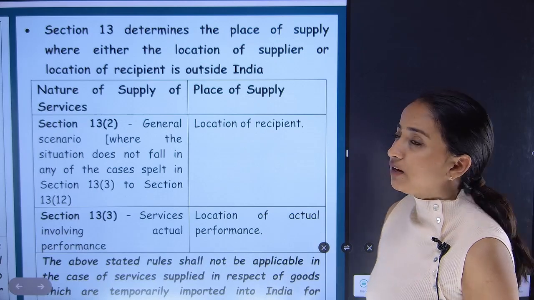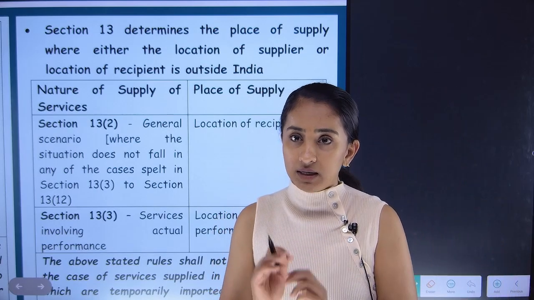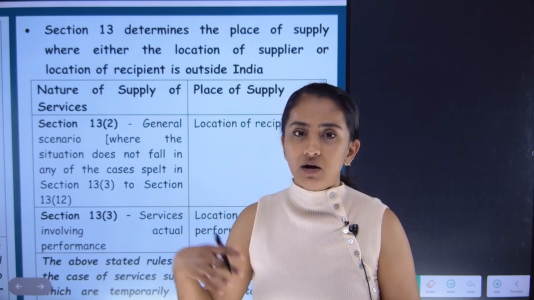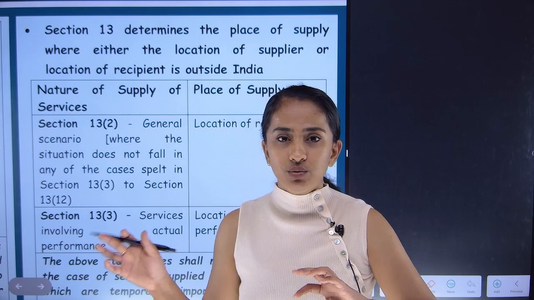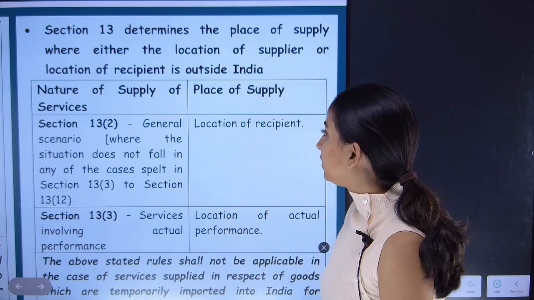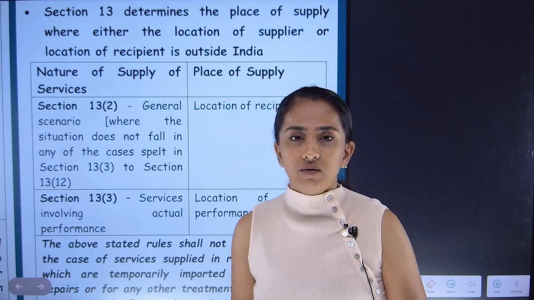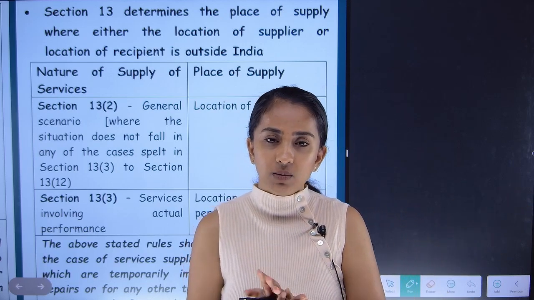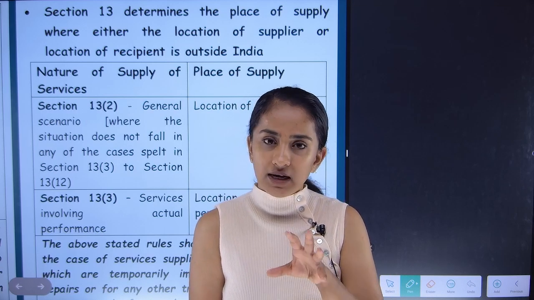Okay, next. Now, we are done with section 12, where both the location of the recipient and the supplier are in India. Now we are going to see where either supplier or recipient is outside India. So, this will qualify as import or export, correct? So, either one of the two parties is outside India. Then, general scenario, as I told you, when you import, who is the receiver? The importer is the receiver. So, the place of supply will be the place of the recipient, that is the importer's. India will be the place of supply.